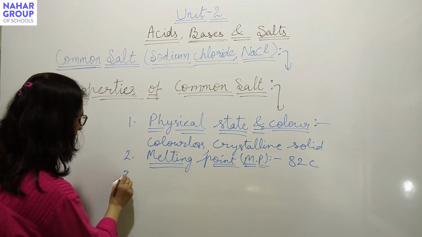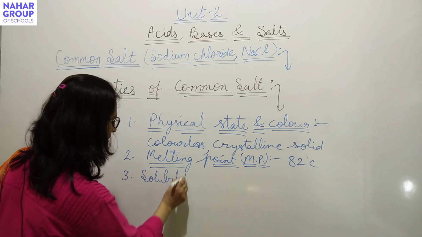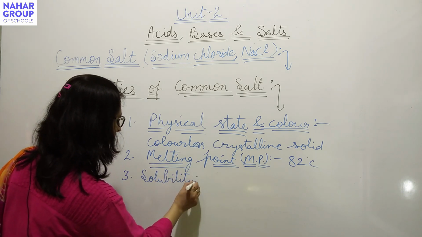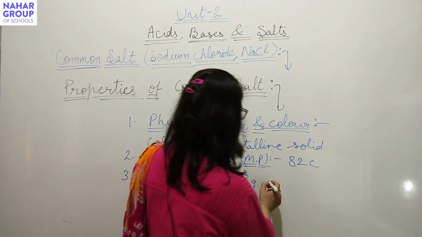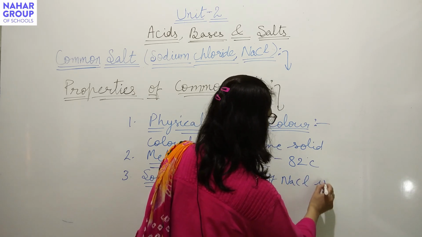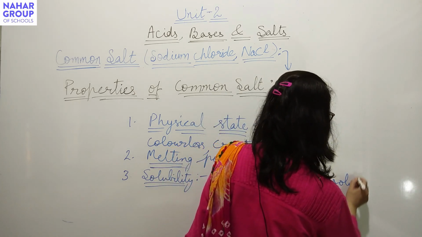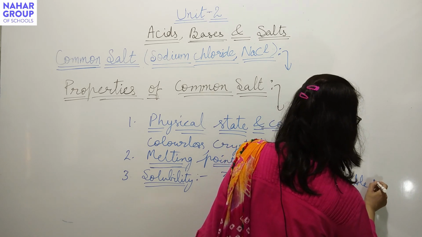Third, solubility. At room temperature, 35.8 gram of sodium chloride is soluble in 100 gram of water.